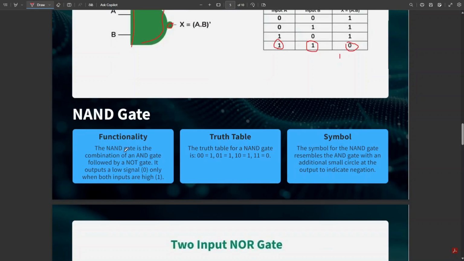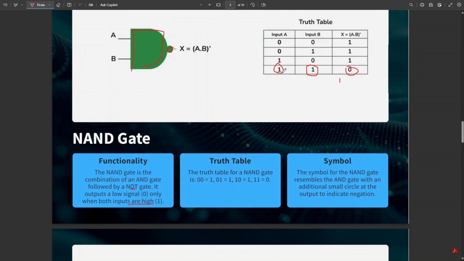So we actually have the functionality here. The NAND gate is the combination of an AND gate followed by a NOT gate. It outputs the low signal 0 only when both inputs are high, right? We can see that only when both of the inputs are high, we get 0. And for the rest of the cases, it's always going to be 1, doesn't matter what.